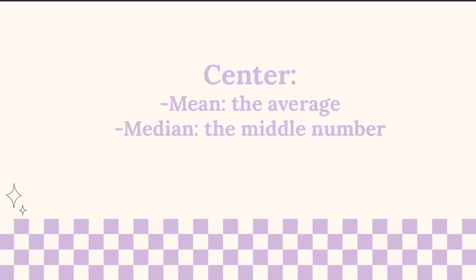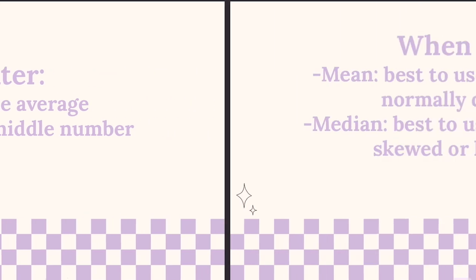When we describe the center of a graph, either a dot plot, a histogram, or a box plot, or we're just talking about a data set in general, to describe the center we talk about the mean or the median. We know that the mean is the average, whereas the median is just the middle number. You might want to use different ones according to different cases. I'll show you that right now.